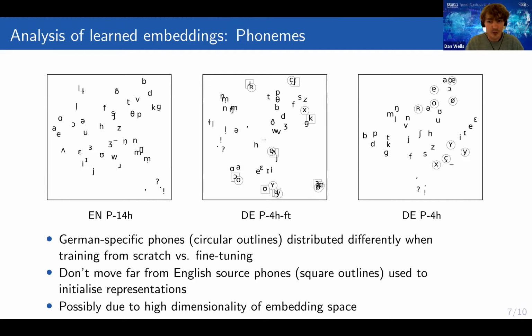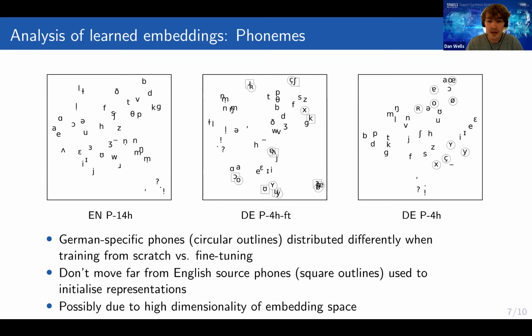And I'm going to focus on 2 specific phones here, just for purpose of illustration. So these 2 German-specific fricatives. There's the velar that we saw before, and there's the palatal one, which is at the end of the word ich. And I think these particular phones distribute differently across these 2 German models. So when we train from scratch, because these are quite similar sounds, they lie quite closely together, and they're nearby all of the other fricatives observed in the German data.